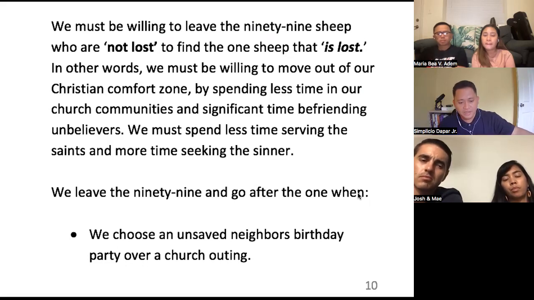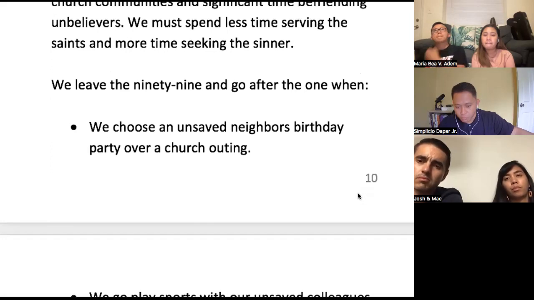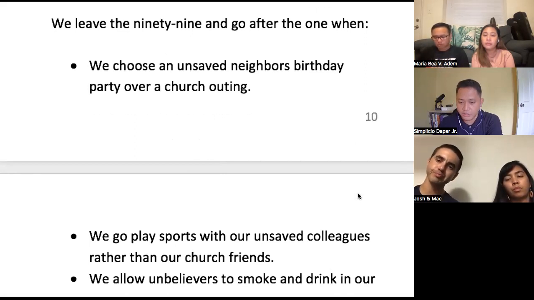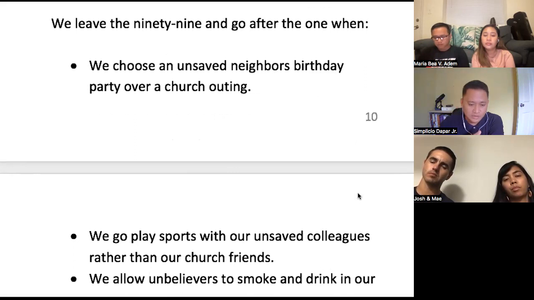in evangelism and discipleship. We leave the 99 and go after one when sometimes we choose an unsaved neighbor's birthday party over a church outing. So there's a conflict. The church is going for an outing, but you were invited for your unbelieving neighbor's birthday party. What will you choose? If you want to be like Christ, you will choose the unsaved neighbor's birthday party because you want to engage them. And just explain to your church, you know what, I'm spending time with a non-Christian, hoping to reach him out for our church. I will miss the outing. I don't think they will have a problem with that if they're healthy believers.